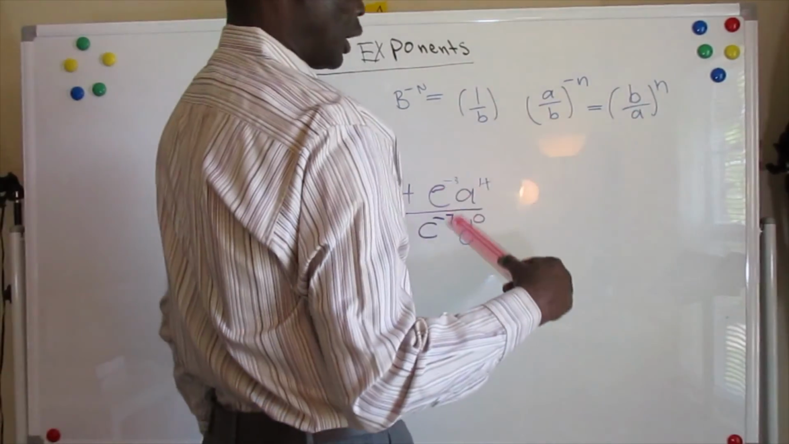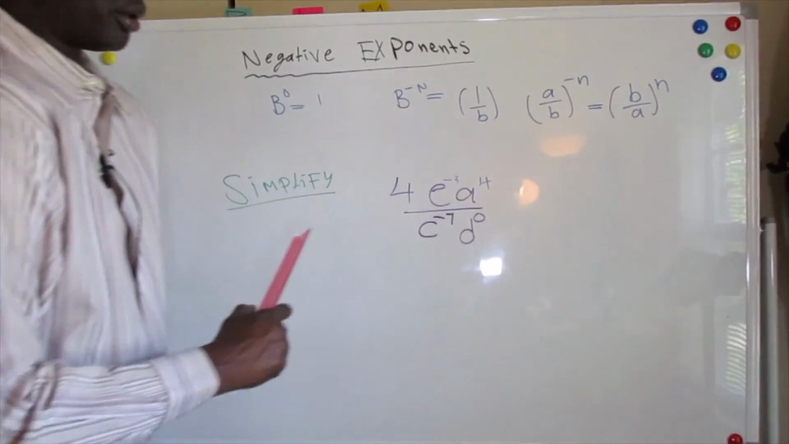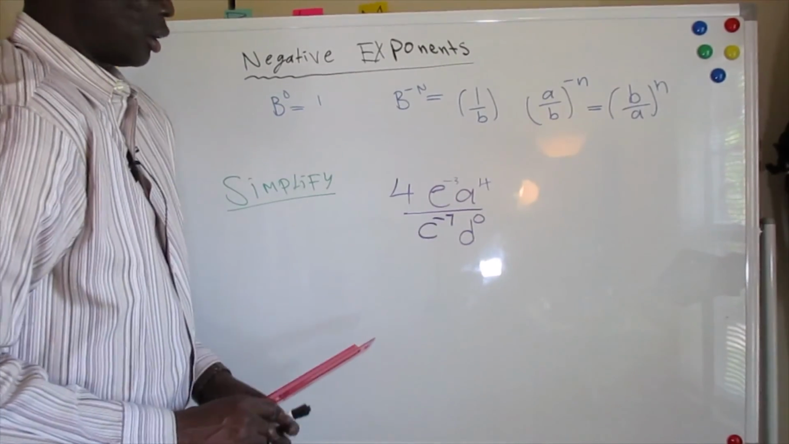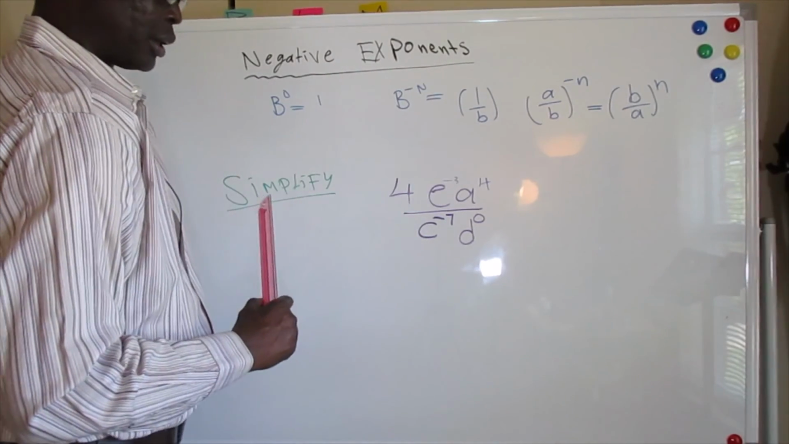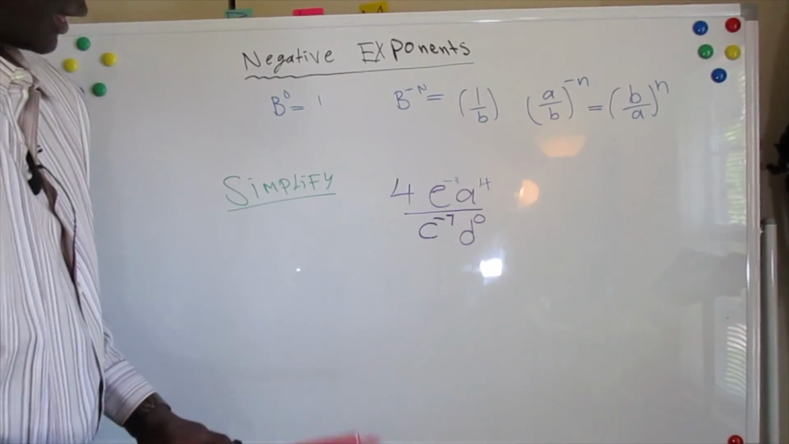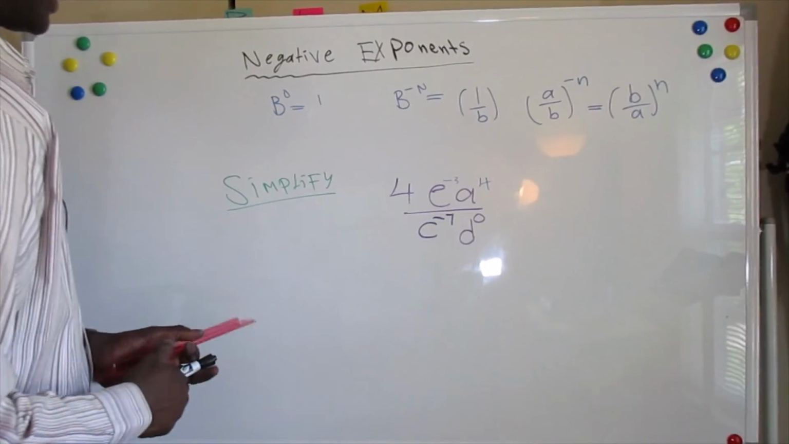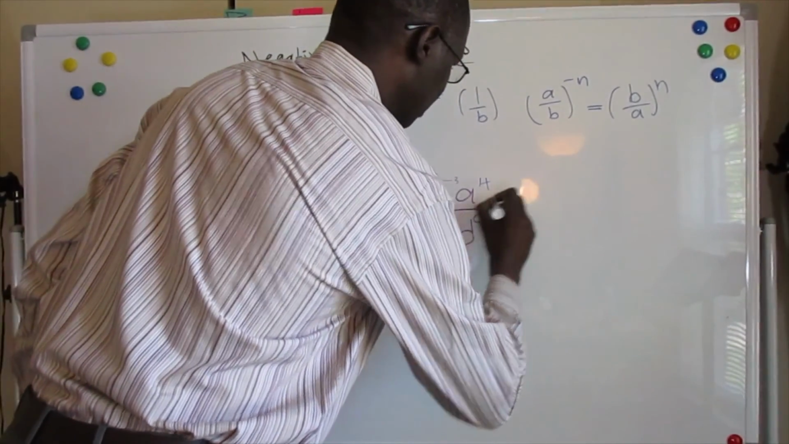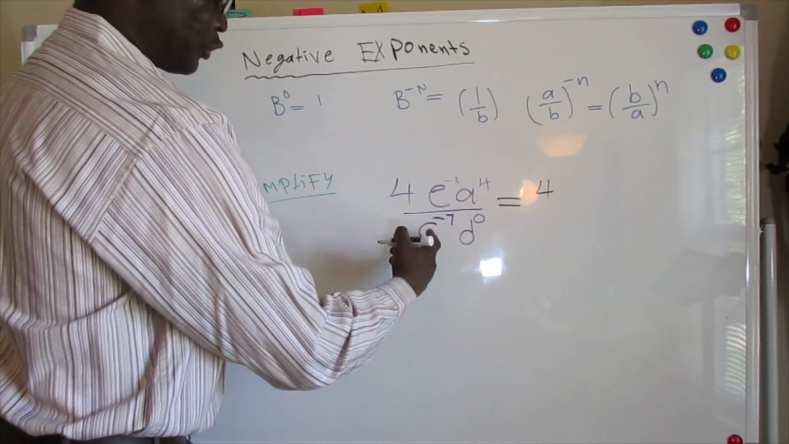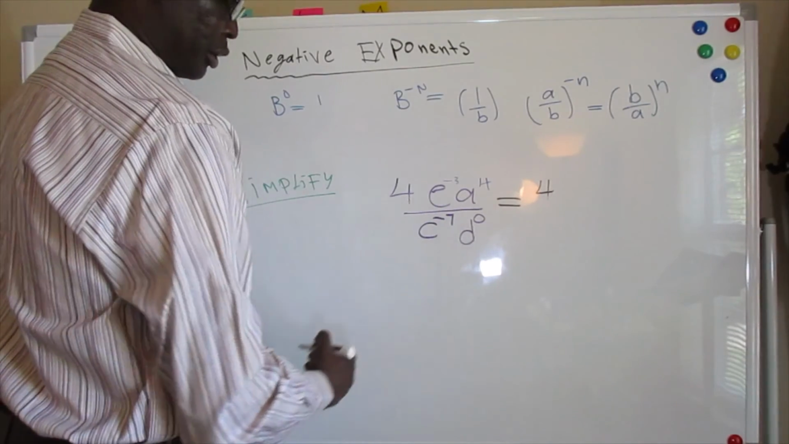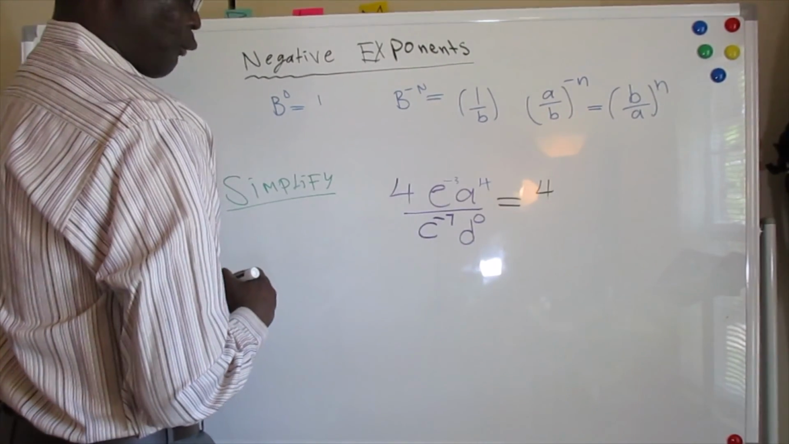And to solve it, we take the bottom to be on the top and the top to be on the bottom. And we will see this in this example. Here we have 4 times e exponent minus 3 times a exponent 4 divided by c exponent minus 7 times d exponent 0. Based on the rule, on the top it will equal 4. E is going to go to the bottom and c is going to come up, and d became 1 based on this rule. And we still have a exponent 4.